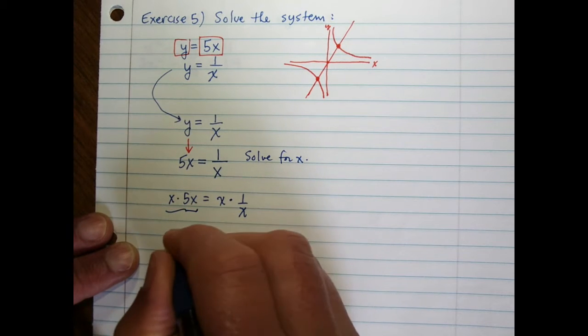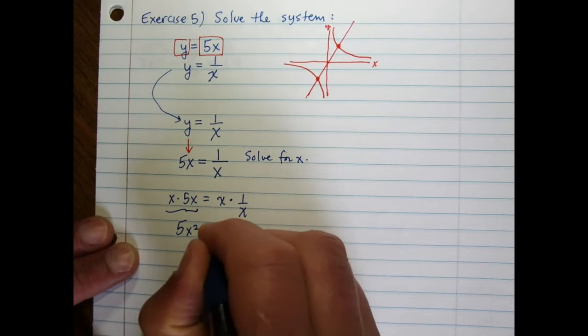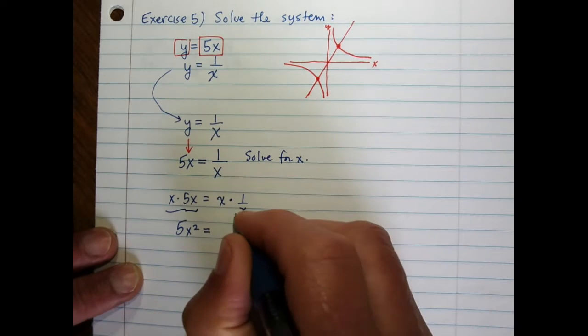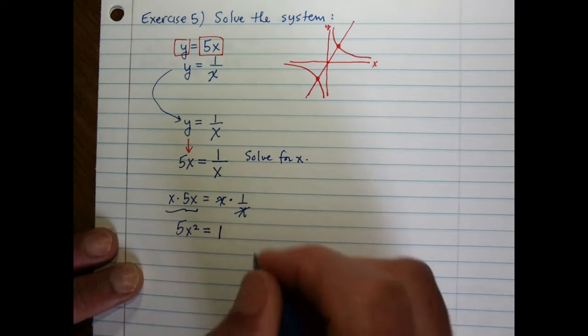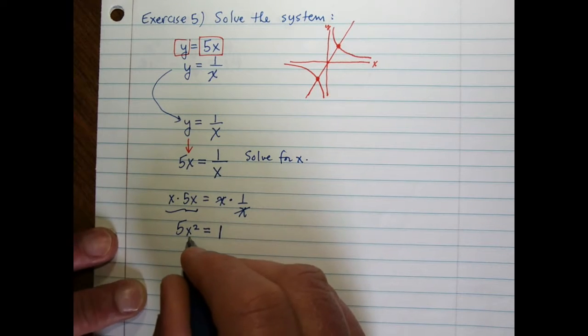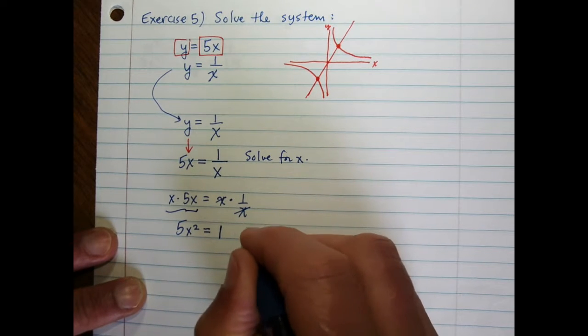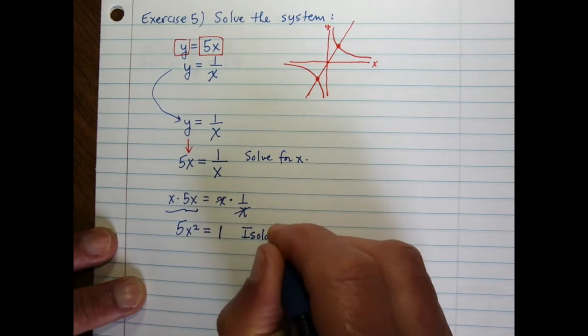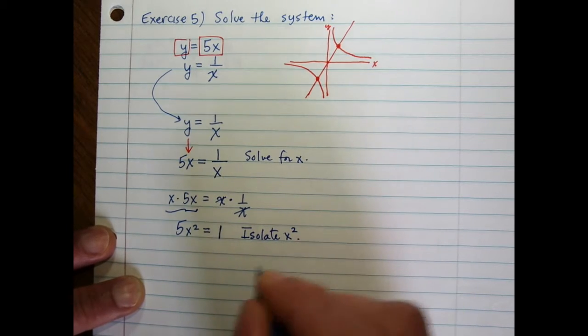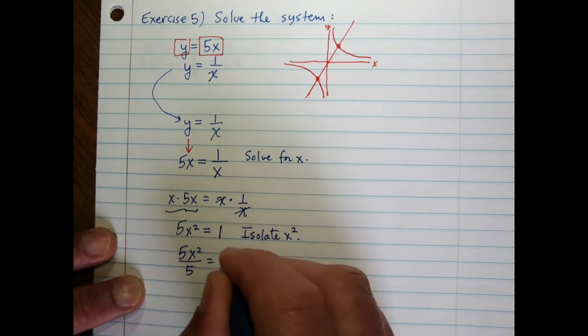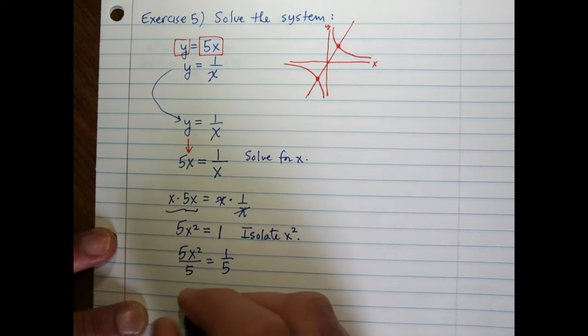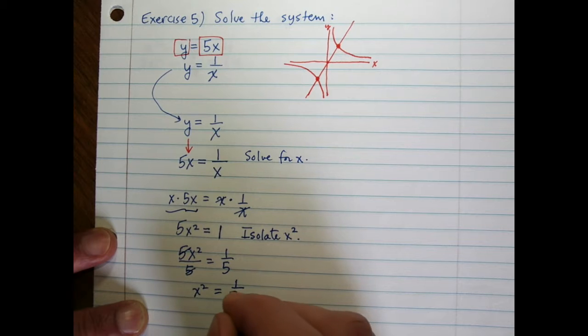And so the left-hand side becomes 5x squared, 5 times x times x. The right-hand side, the x's cancel, and I'm left with just 1. And now, before I can solve for x, because I have an x squared here, I want to isolate x squared. Always isolate the variable squared before you take square roots. So I'll divide both sides by 5. And I get x squared is equal to 1/5.